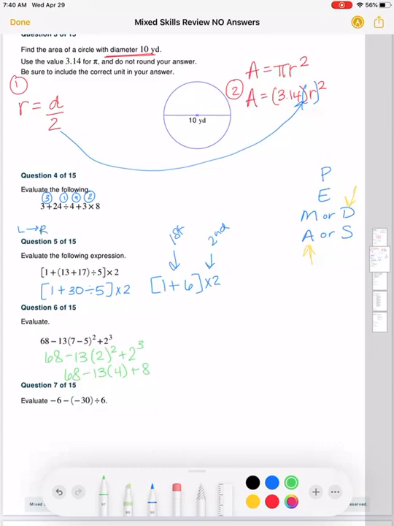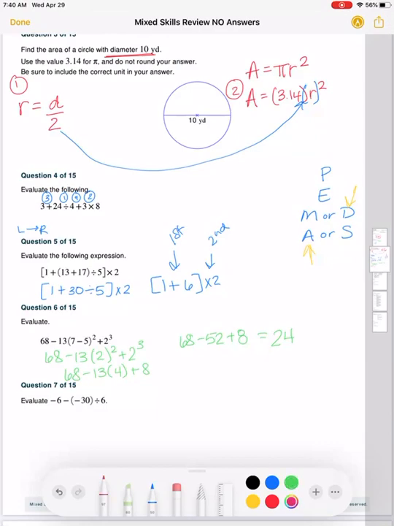So that's 13 times 4. 13 times 4 is 52. So we have 68 minus 52 plus 8. Now you can plug it straight into your calculator and get out the answer, which should be 24. That is your final answer for that one.